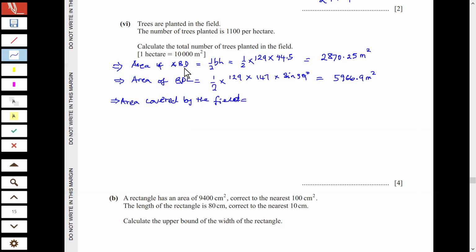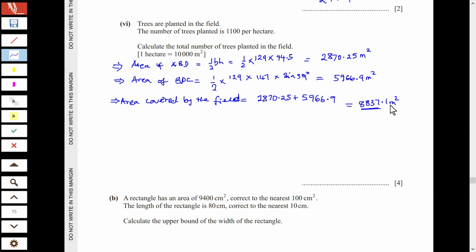will be the sum of the area of ABD and area of BDC. So we're going to add them together, 2,870.25 plus 5,966.9. So after adding this, you will get a total of 8,837.1 meters square as the area covered by the field. This is the area covered by the field.